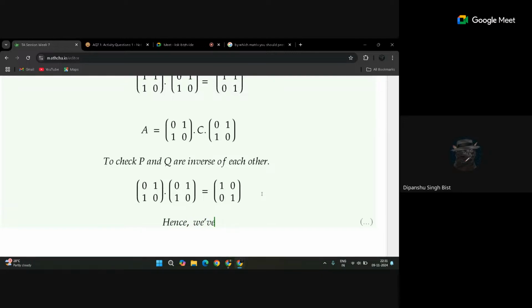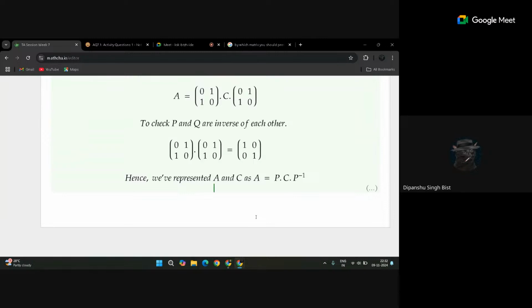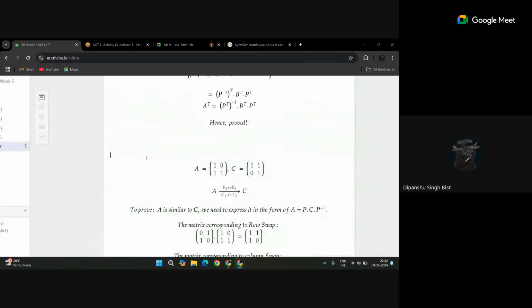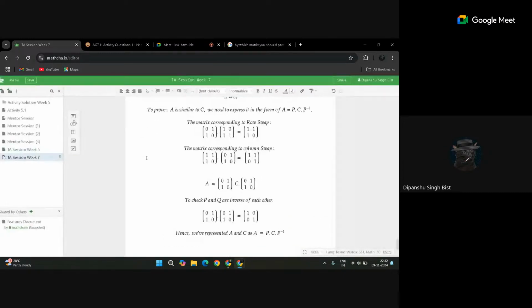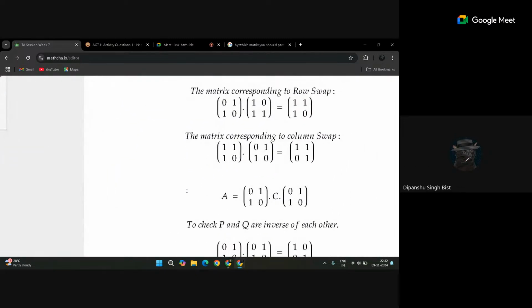Hence we have represented A as C equal to some P into C into P inverse. So A and C are similar to each other. Okay, so this was the method.